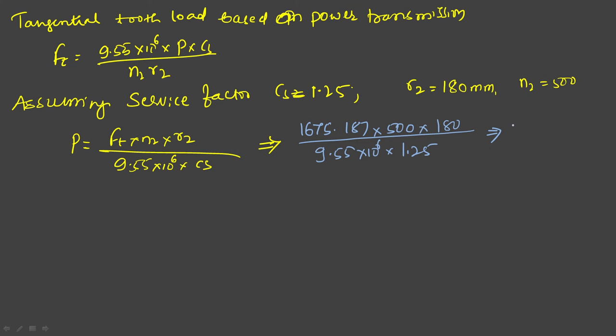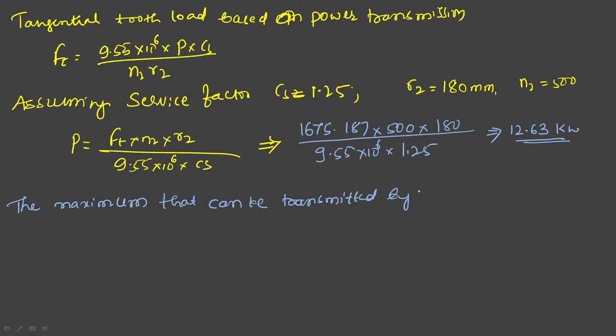12.6291 kilowatts. Okay, let us go for 12.63 kilowatt. So you write a comment here. The maximum power that can be transmitted by this pair of spur gear is 12.63 kilowatt.